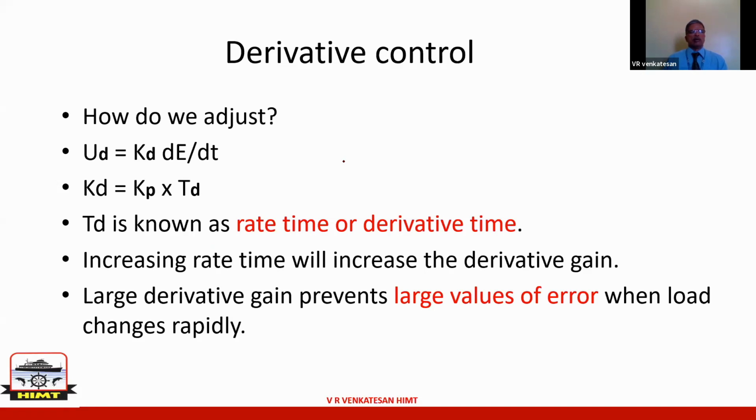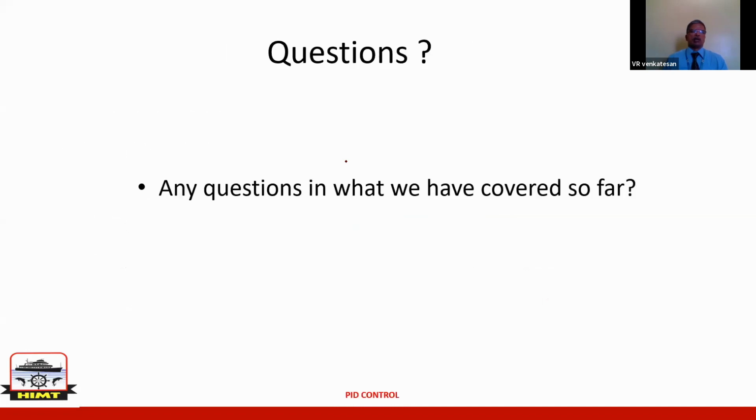Now, what is the advantage of having a large derivative gain? When you have a large derivative gain, large values of error will be prevented. What is the meaning of this? Suppose I have a good derivative control. If the water level starts dropping, it will not drop to a very low level. Or if the temperature rises, it will not rise to very high values. Will derivative control eliminate offset? No. Because derivative control does not respond to the duration, it will not eliminate offset.